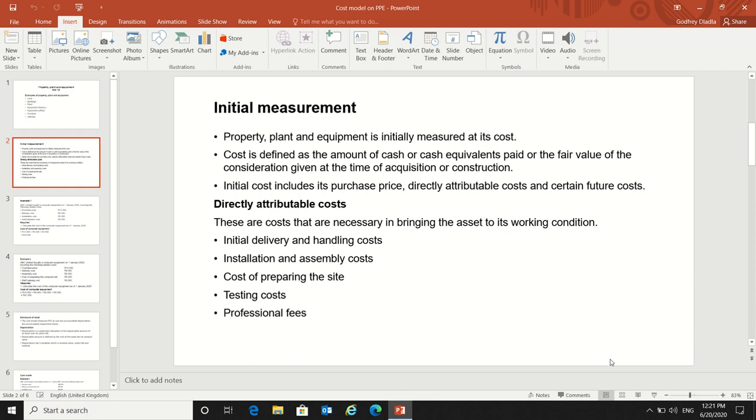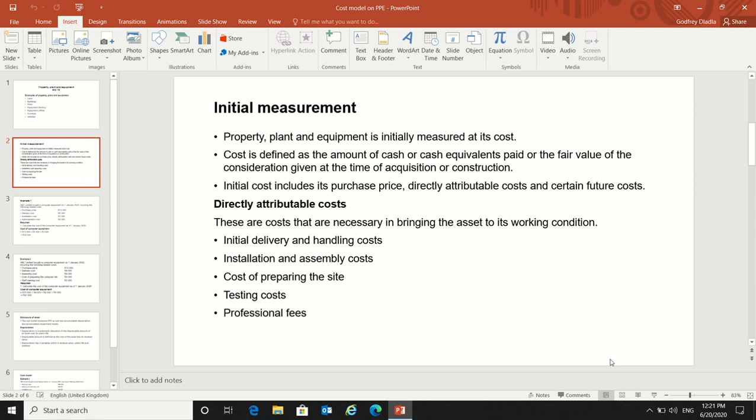Now let's deal with directly attributable costs. What is this? These are costs that are necessary in bringing the asset to its working condition. I'll give you a simple example. Let's take the initial delivery and handling cost. If you go and buy computers in town, and you want to bring them to your township or your suburb, maybe you want to open an internet cafe.